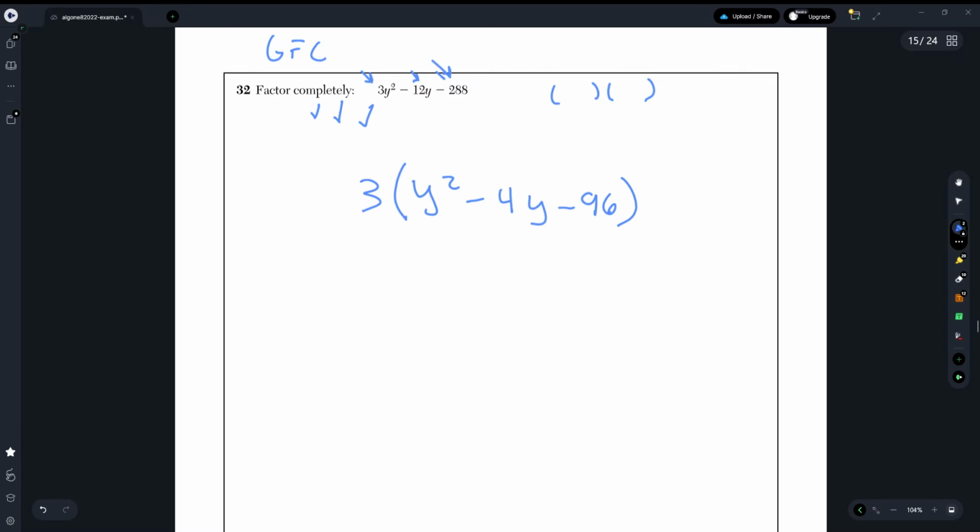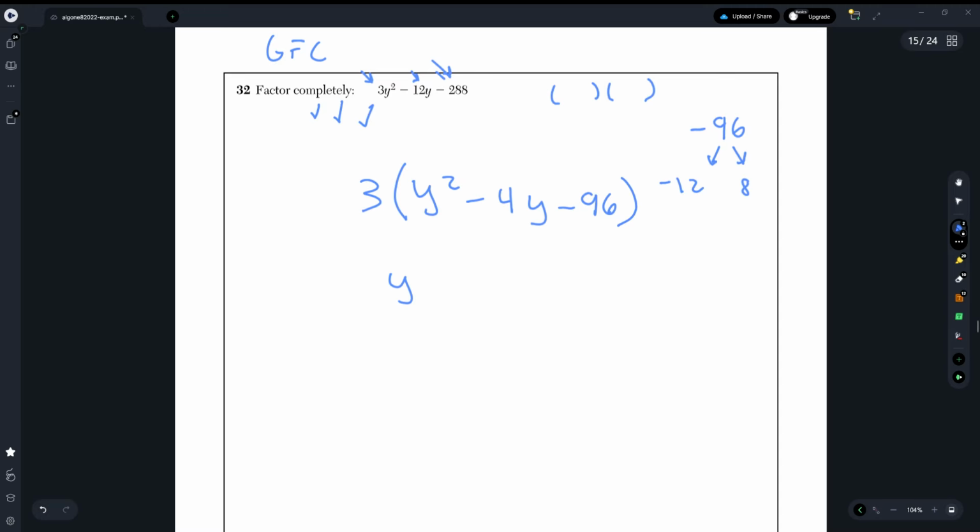Now I can FOIL this out, right? Because 96 is a much smaller number. So I'm looking for something that multiplies into negative 96, but adds to negative 4. I'm going to go ahead and save you some time. It's actually negative 12 and 8. Negative 12 plus 8 is negative 4, and negative 12 times 8 is negative 96.